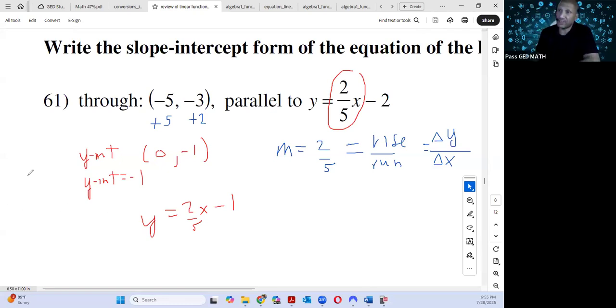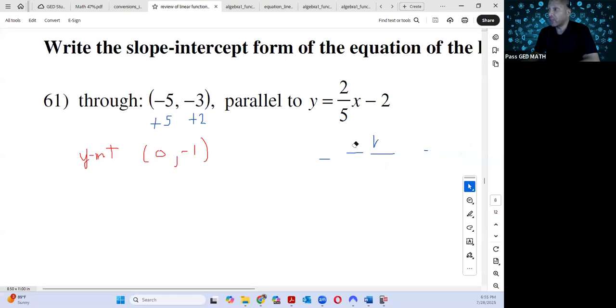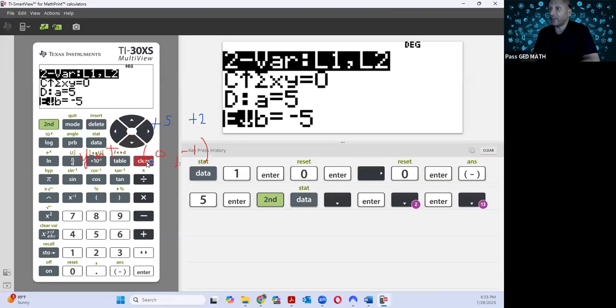Okay, let me go back. I guaranteed you that you were going to have to solve a problem where they give you 2 points. Well, guess what? I now have 2 points. So I'm going to go to my calculator and clear everything out.